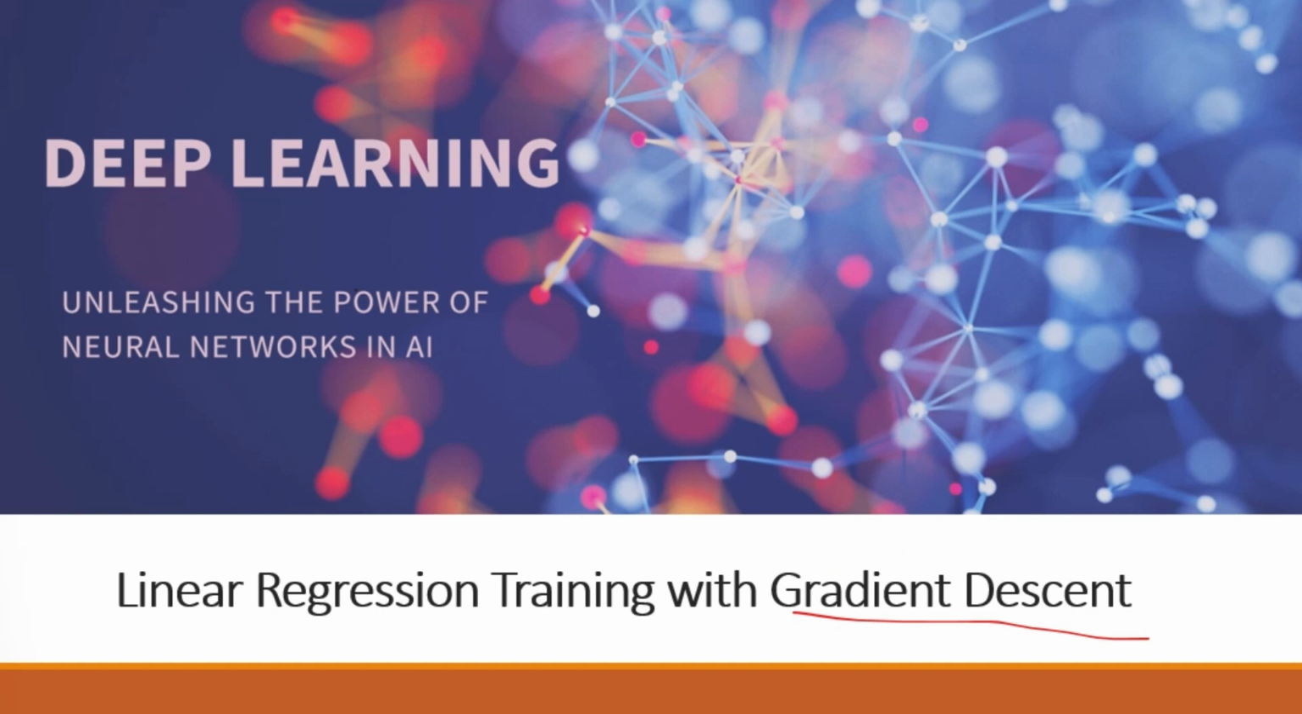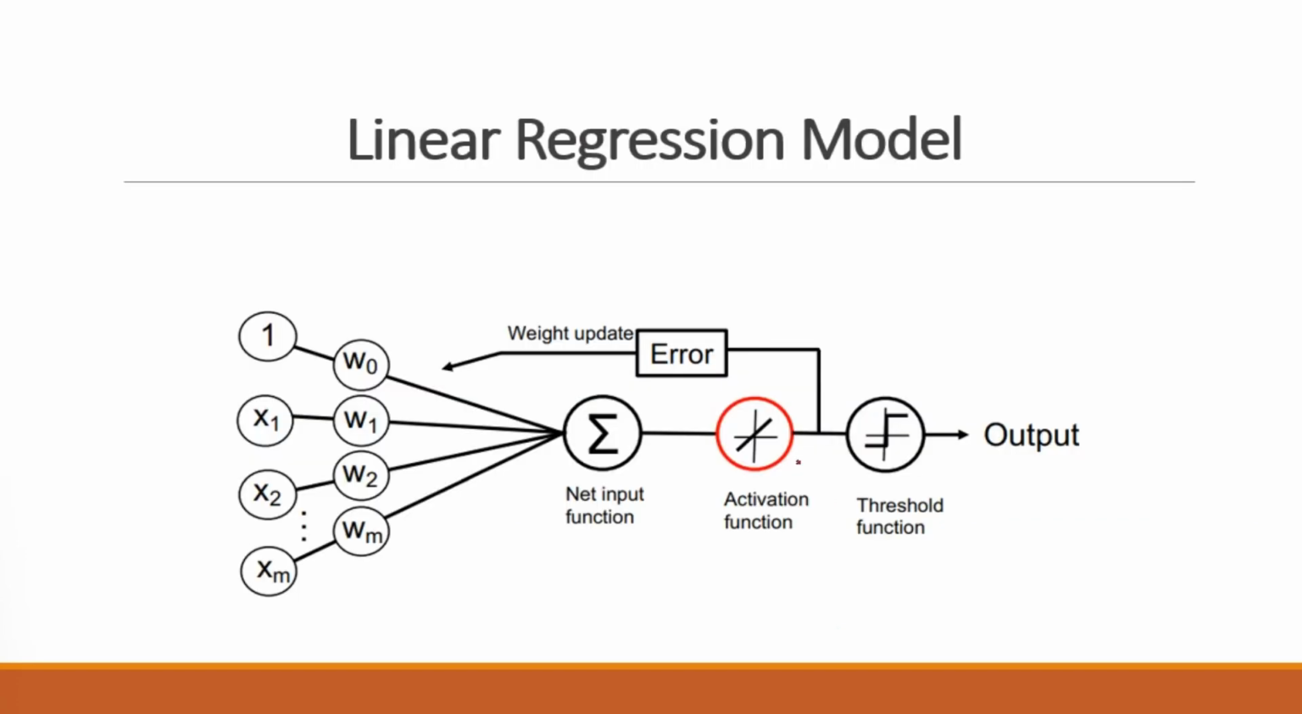Let's quickly revisit the linear regression model with gradient descent. What we are doing is training this model here. So the training is up to this point, and the threshold function is only used later on when we do the predictions of the class labels. That's after training. So for training, we don't need the threshold function.